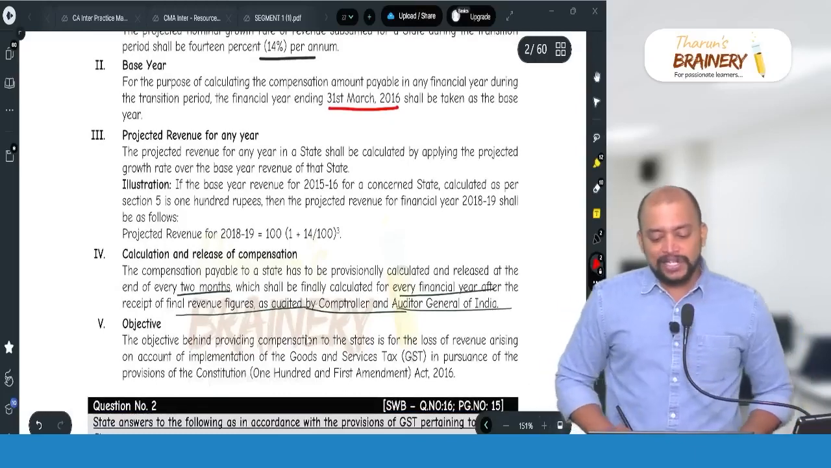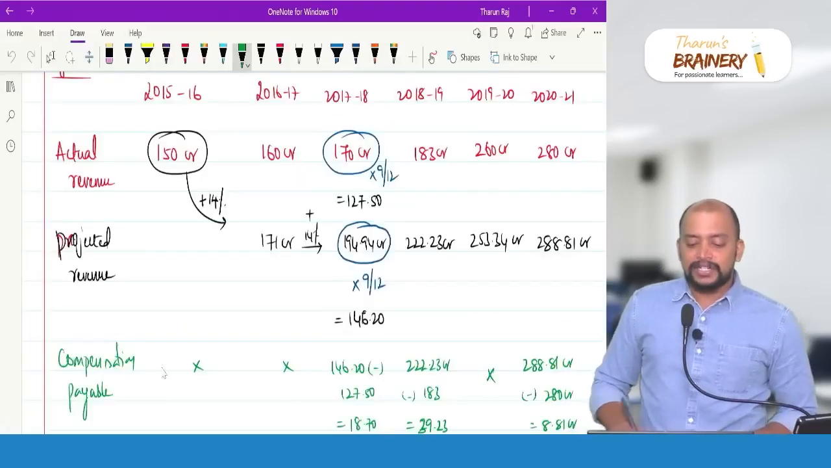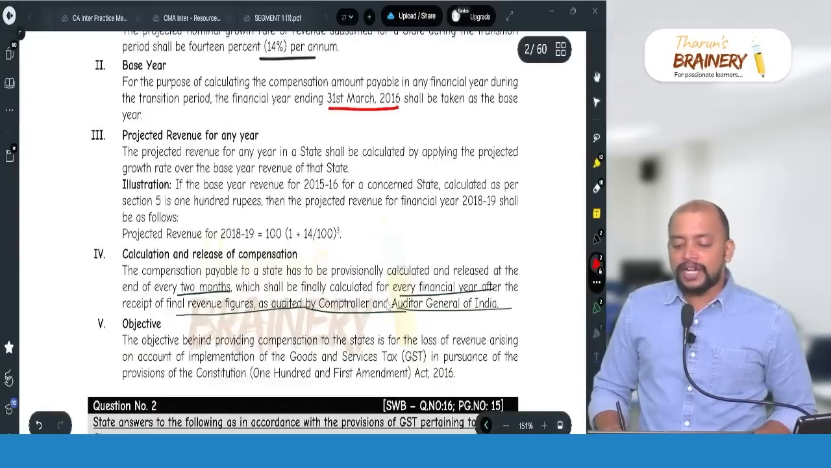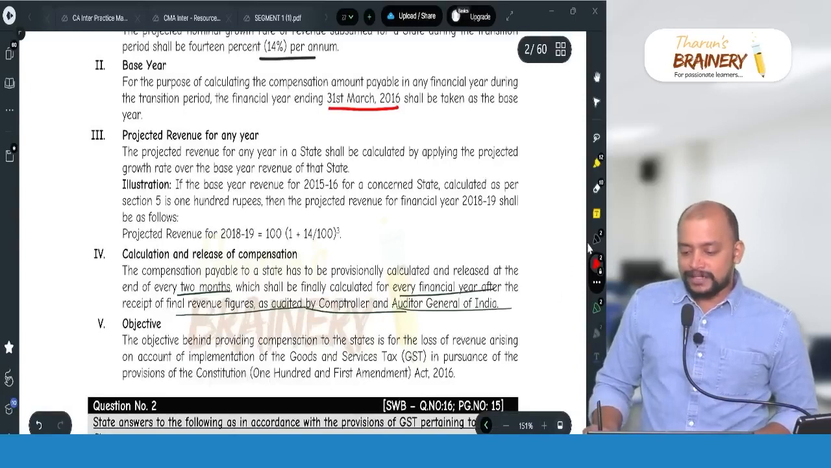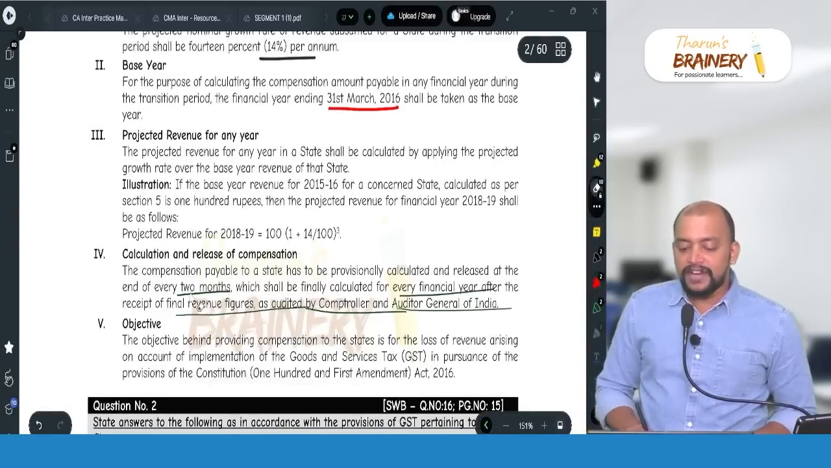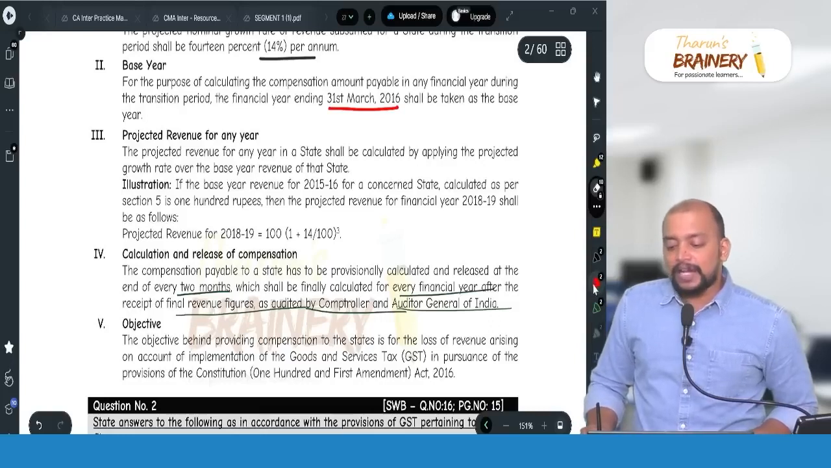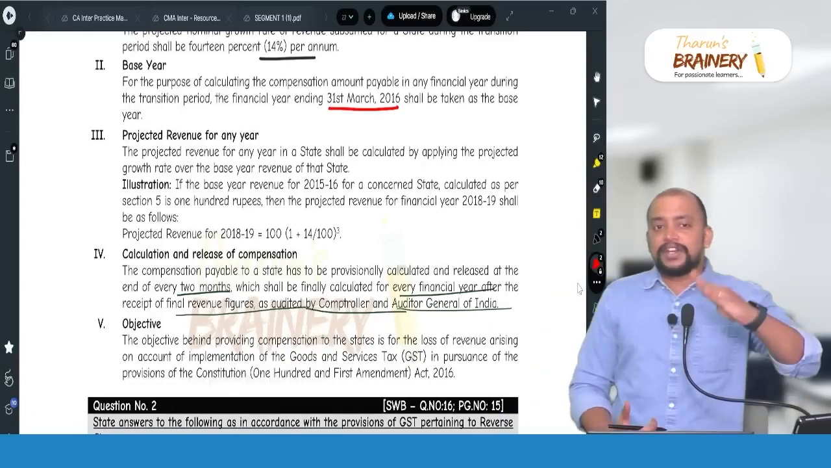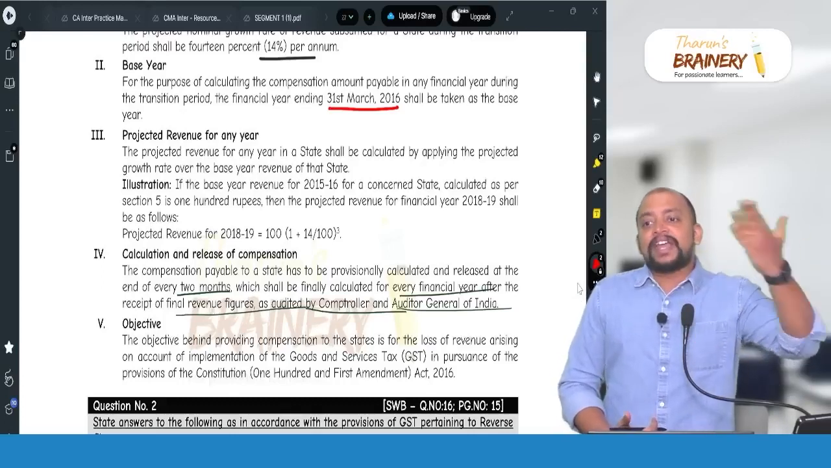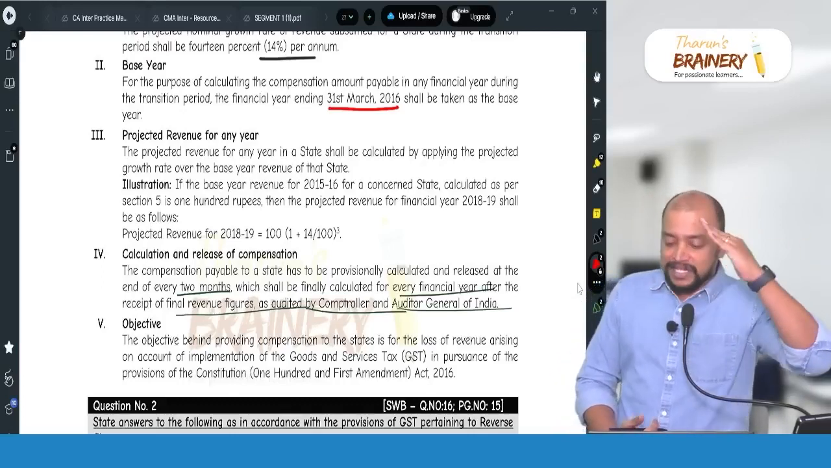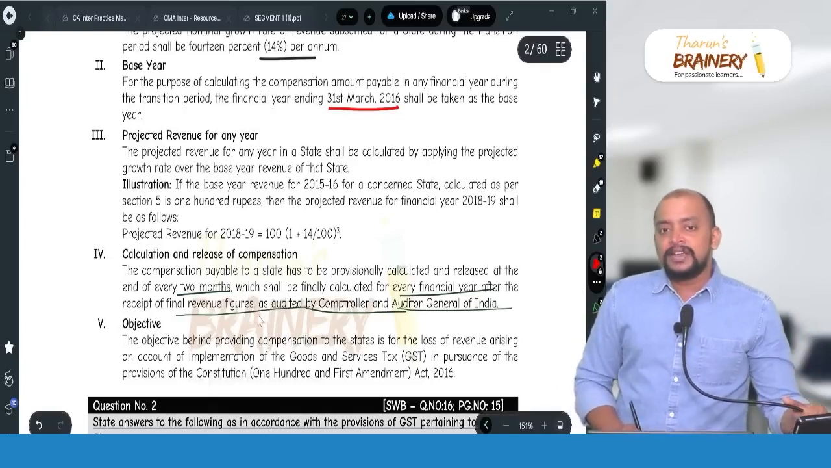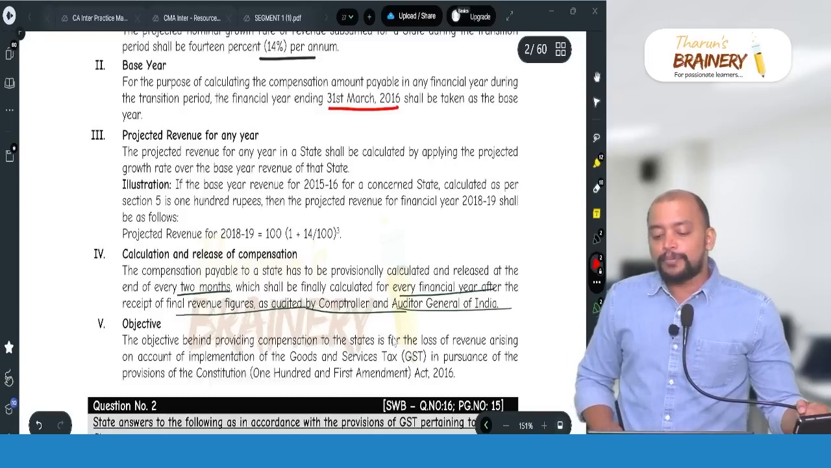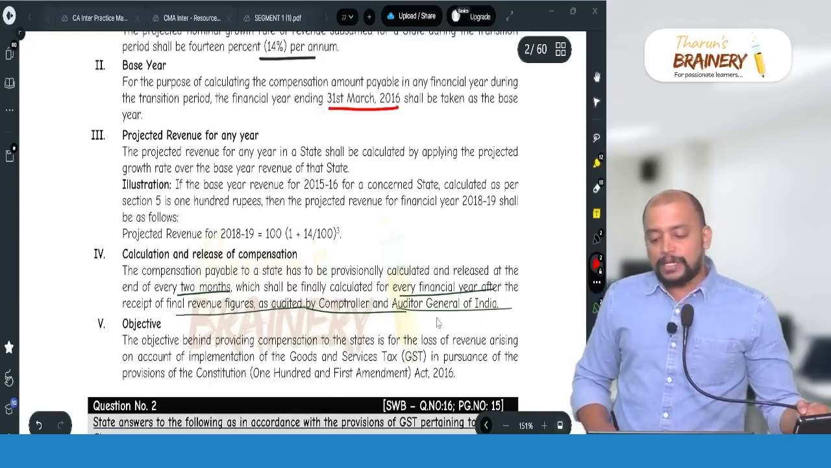So, the compensation will be computed as projected revenue minus actual revenue. For every 2 months, it will be computed, and finally calculated every financial year. So, provisionally it will be calculated every 2 months and it will be paid. Again, finally they will calculate it at the end of the year, based on the audited figures of the state government's actual revenue by Comptroller and Auditor General. So, that will be taken.